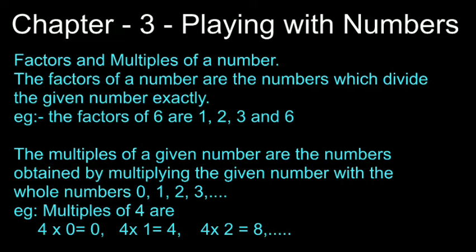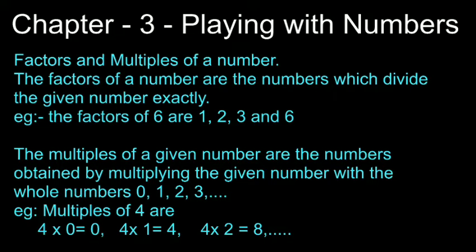Because we can divide 6 by 1 exactly, and we will get a quotient, that is 6. And we can divide 6 by 2, we will get a quotient 3. And we can divide 6 by 3, we will get a quotient 2 without leaving any remainder. And we can divide 6 by 6 itself, so the quotient will be 1.